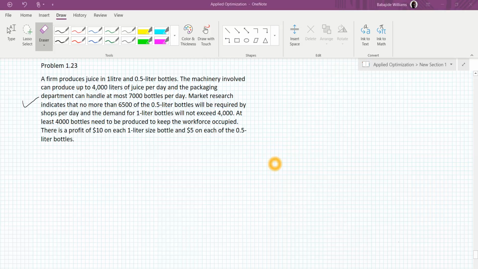And today we're trying to solve this problem from 1.23. A firm produces juice in 1 liter and 0.5 liter bottles. The machinery involved can produce up to 4,000 liters of juice per day, and the packaging department can handle almost 7,000 bottles per day. Market research indicates that no more than 6,500 of the 0.5 liter bottles will be required by shops per day, and demand for 1 liter bottle will not exceed 4,000.